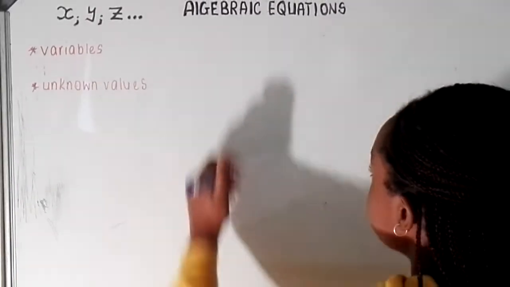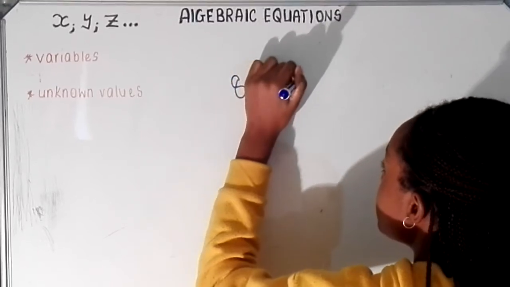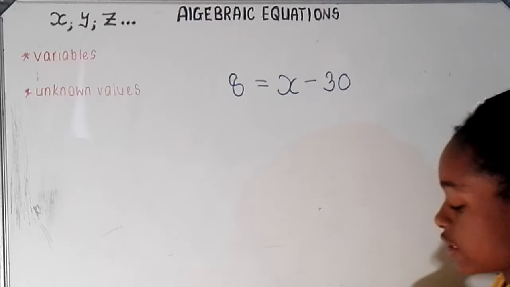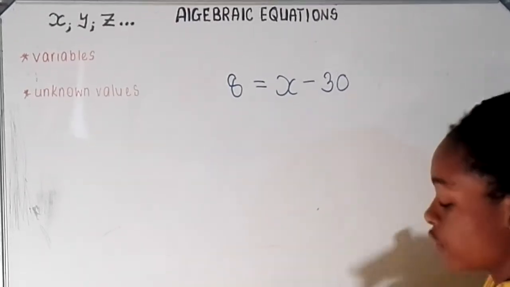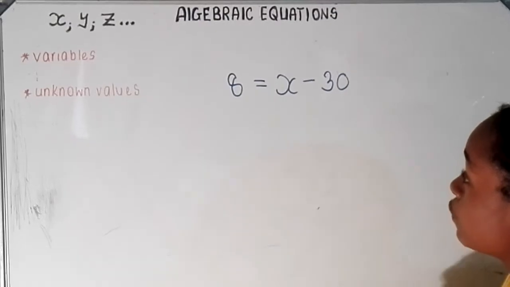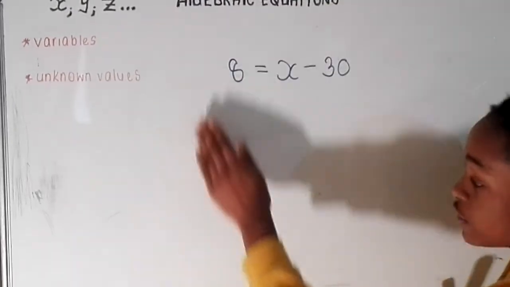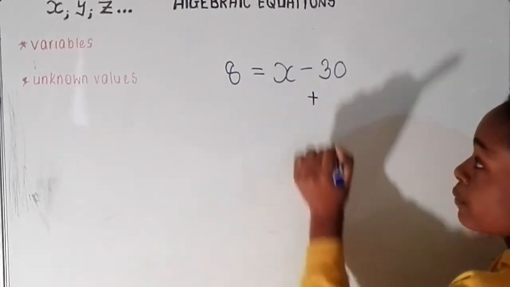Okay, try this one. 8 is equal to x minus 30. Feel free to pause the video and try this. Again, I'll say x is our unknown value and variable, okay? So, in order for me to do this, I need to make sure x is on one side by itself and everything else is on the other side. So, the opposite of minus is plus, and I plus by 30.